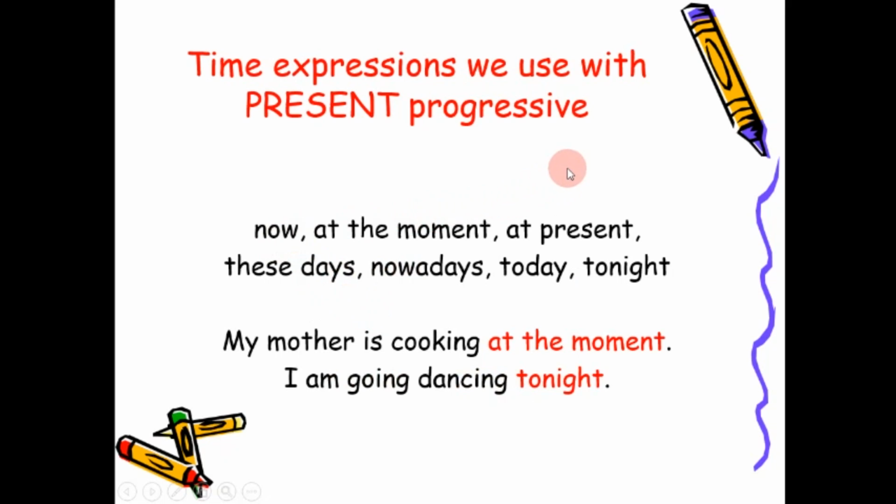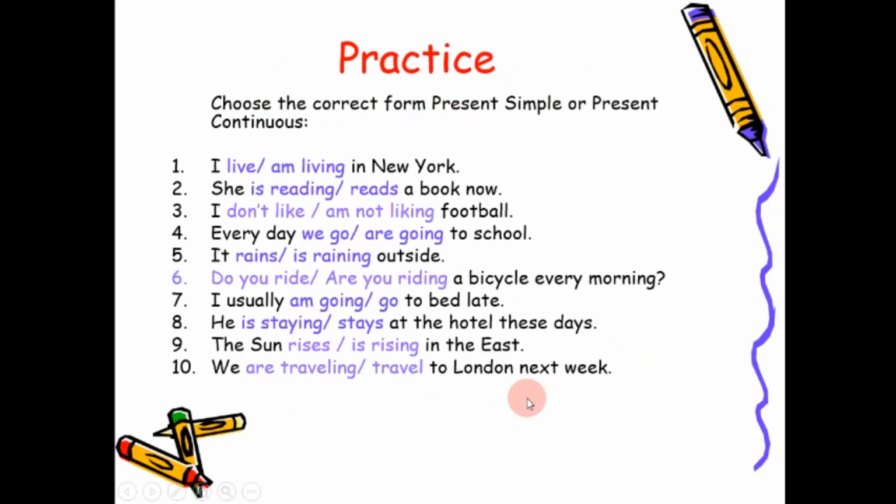Now we will move to the time expressions we use with present progressive. Like now, at the moment, at present, these days, nowadays, today, tonight, and also tomorrow. My mother is cooking at the moment. I'm going dancing tonight. Now we will have some practice about the present simple and the present progressive.